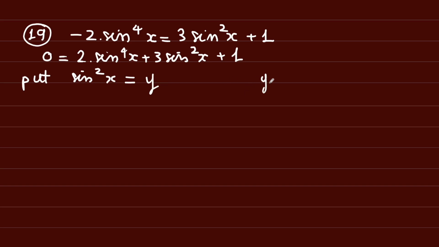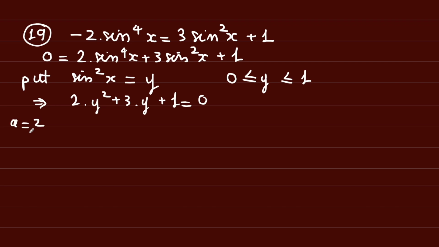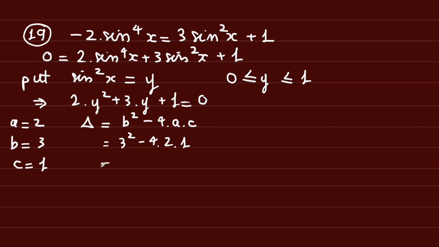For the value of y, you need to take the interval of 0 and 1. And after that, this becomes the quadratic equation 2y squared plus 3y plus 1 equal to 0. For a equal to 2, b equal to 3, and c equal to 1, the discriminant will be b squared minus 4ac. That is 3 squared minus 4 times 2 times 1, and here's 9 minus 8 equal to 1.